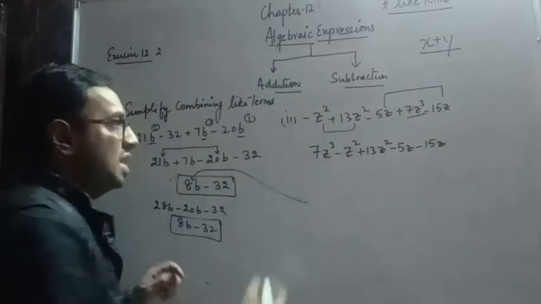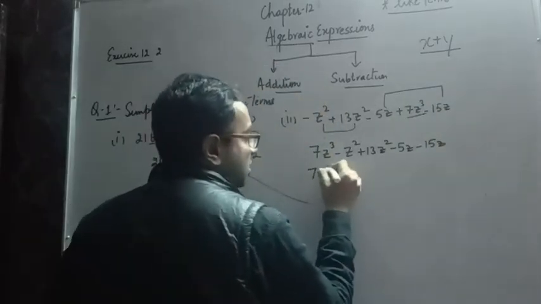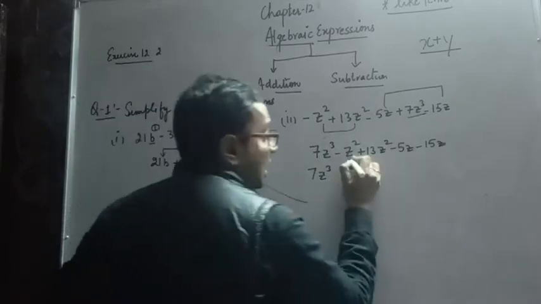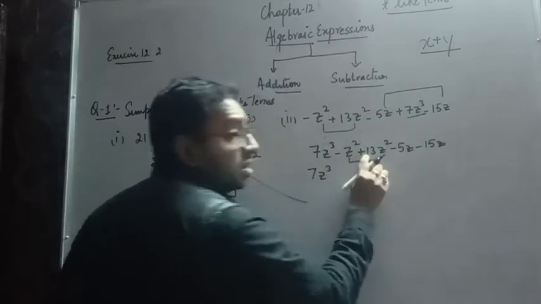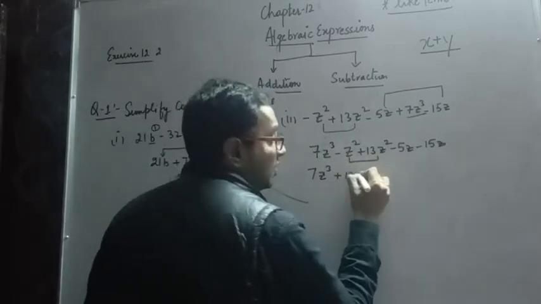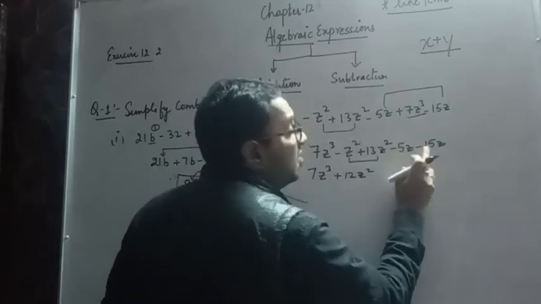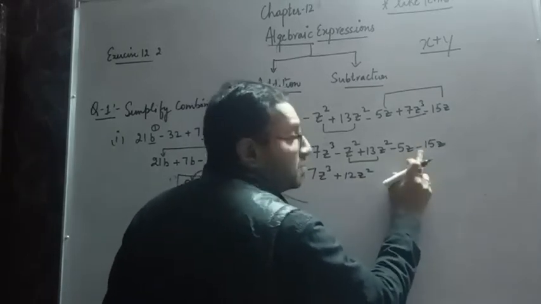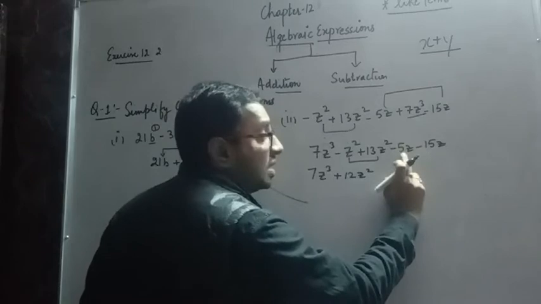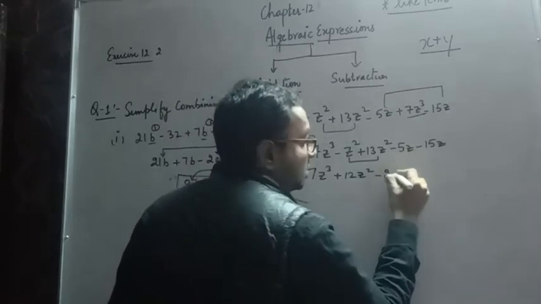Now solve. This is as it is, not a problem because we don't have any like term. Now they are like terms. Minus 1 plus 13 is plus 12z square. Minus 5 minus 15, minus minus plus, 5 plus 15 is 20, so minus 20z. This is the answer.